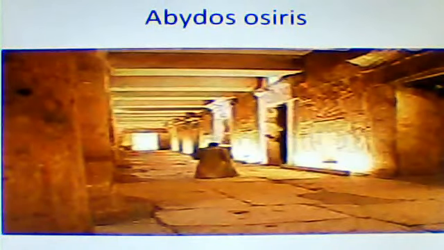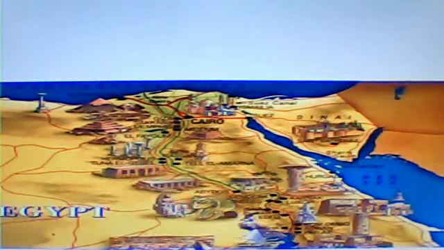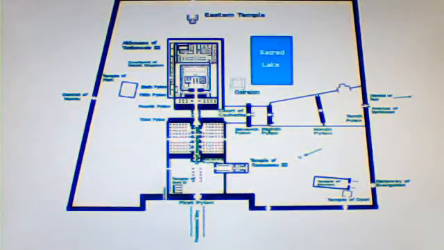Inside of Abydos, remember, Osiris is the Lord of the dead and the Father of the Trinity. And we go on to the next one, which is Karnak. Karnak and Luxor are located in Thebes, the ancient city of Thebes.